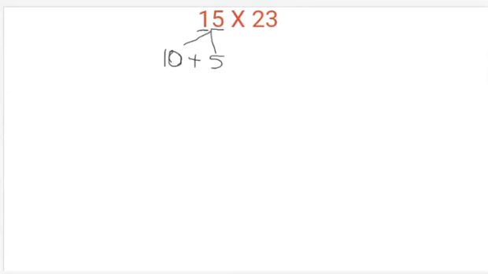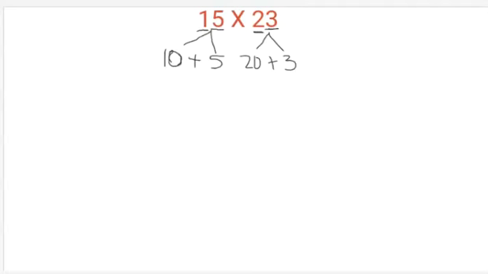I'm going to do the same thing with 23. So I look at 3 and I see that it's in the ones place, so I'm going to write a 3. And then I look at the 2 and I see that it's in the tens place, so I know that's 20. So 20 plus 3 equals 23.